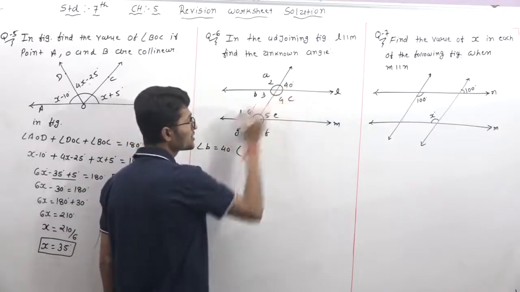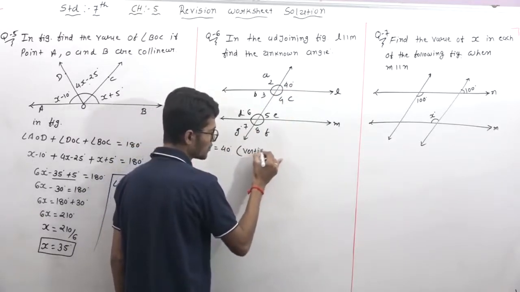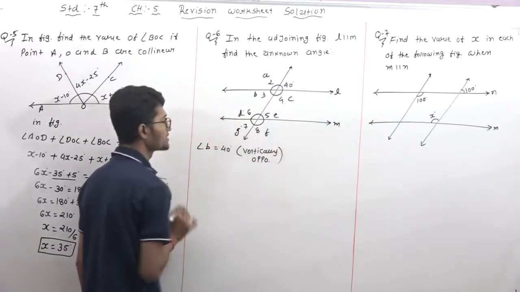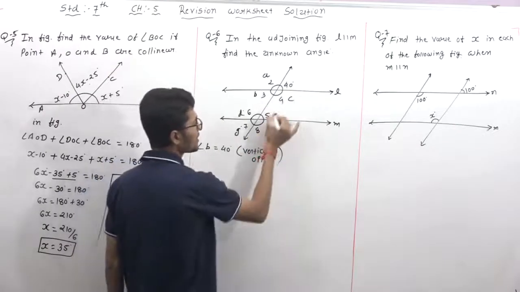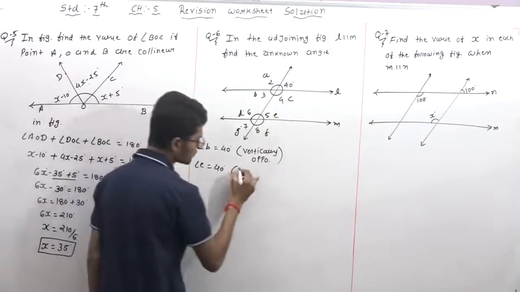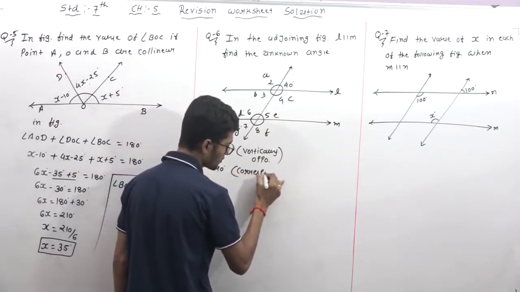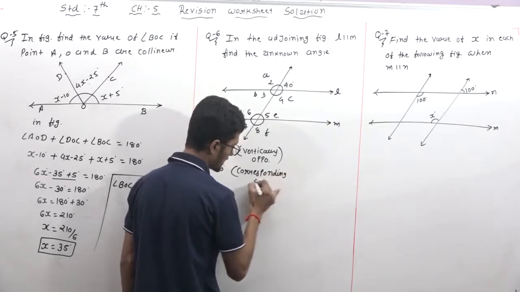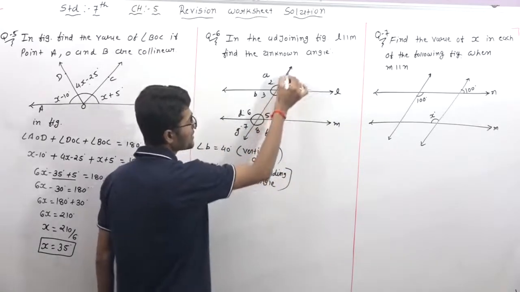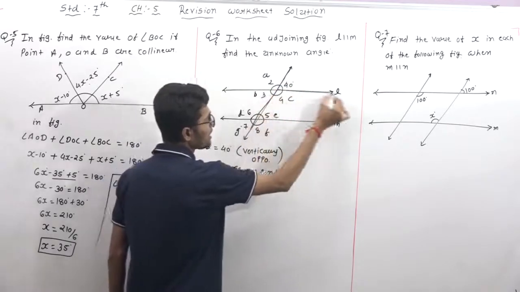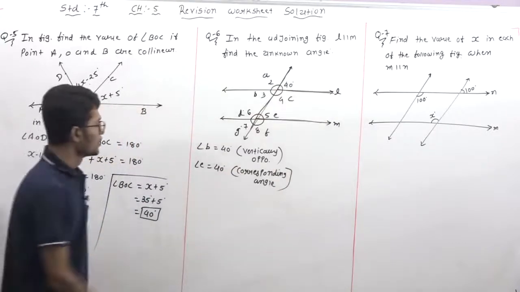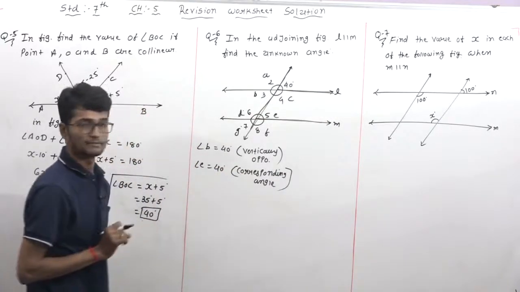Why? Because these two are vertically opposite angles. So write down vertically opposite angle. So this angle is 40 degrees. Same for E. So angle E is equal to 40 degrees. Why? Because this one is a corresponding angle. Now what do you mean by corresponding? See, here is the F sign, starting here, then after this one, it means an F sign. An F sign means this one is the corresponding angle. So we have defined two angles.